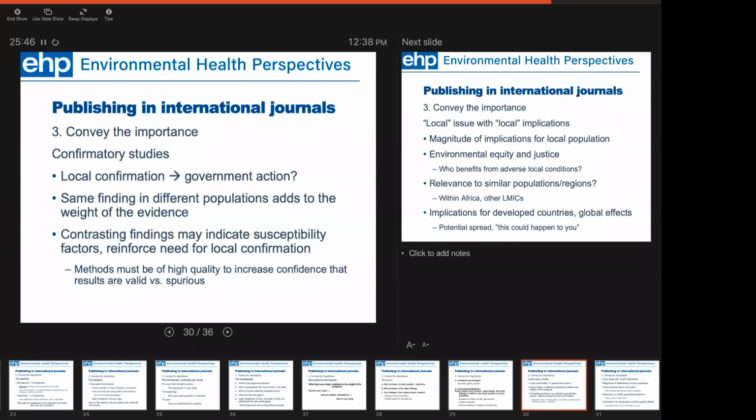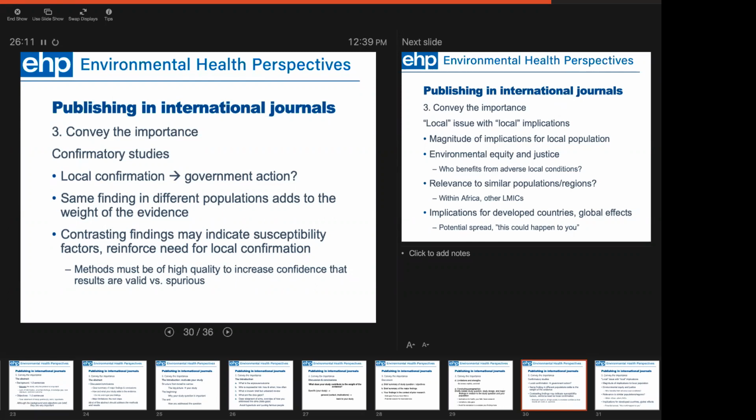Another thing is that even if you found the same thing, but in a very different population, this adds a lot to the weight of the evidence. So if you have a finding that is the same in one country and in others, then that adds a lot.